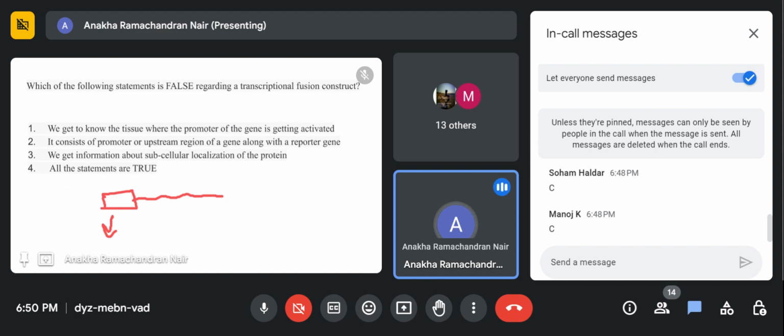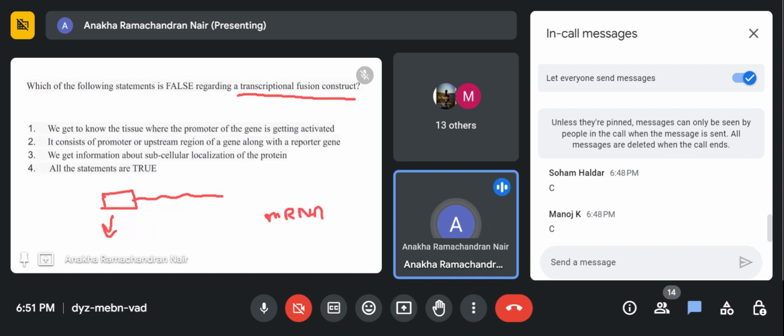Okay, so you can draw parallels from it. And the third is we get information about subcellular localization of a protein. Since this is a transcriptional fusion construct and it deals with mRNA, you don't necessarily know about the subcellular localization of a protein. The protein could be formed anywhere and it could be transported to any other place too.